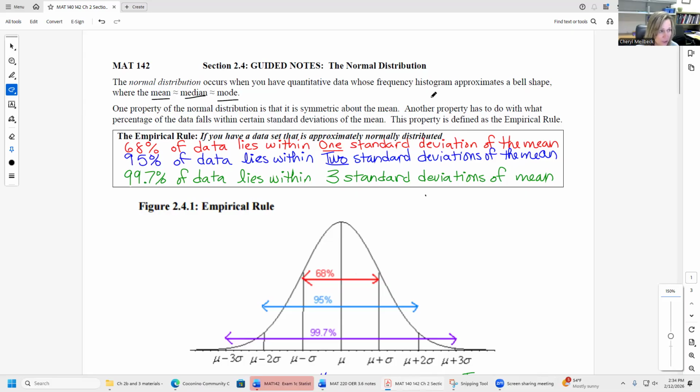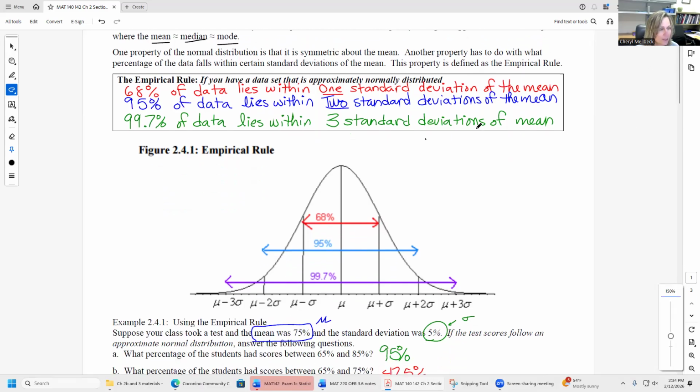Another property has to do with the percentage of data that falls within certain standard deviations of the mean. This property is called the empirical rule. The empirical rule states, scroll down a little bit, that if you have a bell-shaped curve and normally distributed data, the mean is in the exact center, meaning 50% of the data will lie above it and 50% will lie below the mean. Then if you go out one standard deviation to the right and to the left, so here, so that bar or this bar, you will encompass 68% of the data. So 68% of the data lies within one standard deviation of the mean.